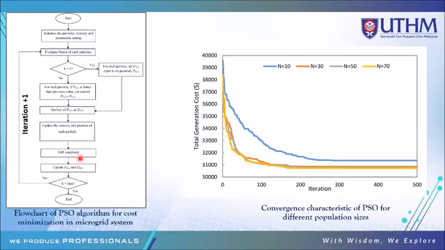After we handle that constraint, we have several methods of constraint handling, and then you need to update the p-best and g-best. Then you repeat this process until the stopping criteria that you have set, for example, the maximum iteration. We repeat the process until we get the optimal solution.